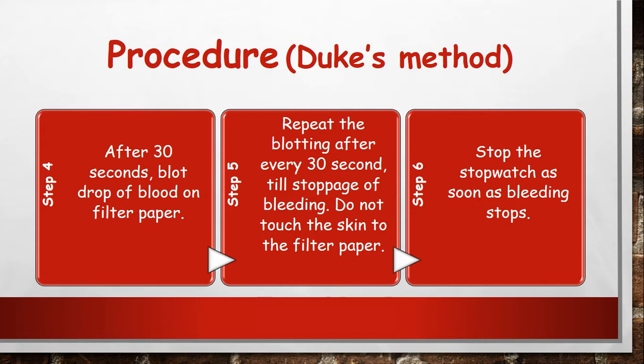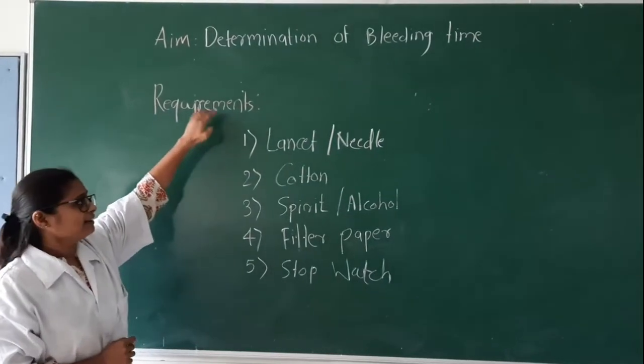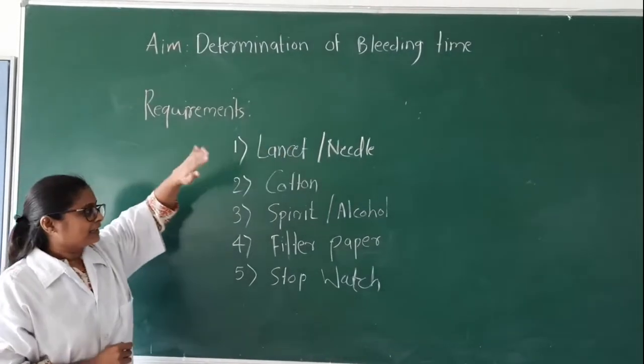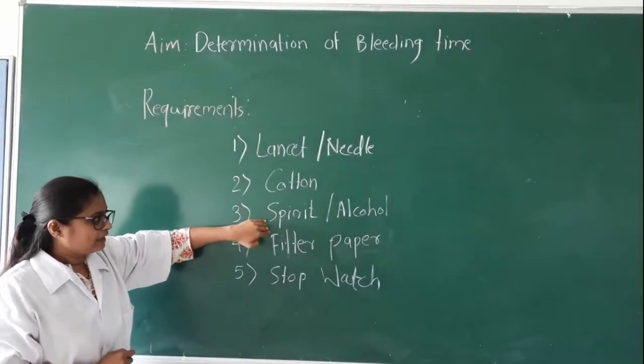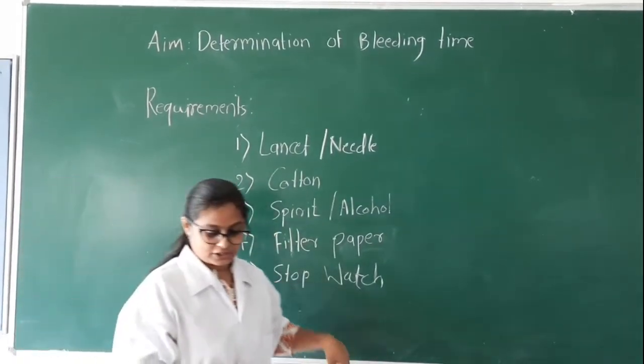Do not touch the skin to the filter paper. Step 6, stop the stopwatch as soon as bleeding stops. Step 7, count the number of spots of blood on filter paper. And step 8, note the bleeding time in minutes. Requirements for the practical are lancet or the needle, cotton, spirit or the alcohol, filter paper and the stopwatch.